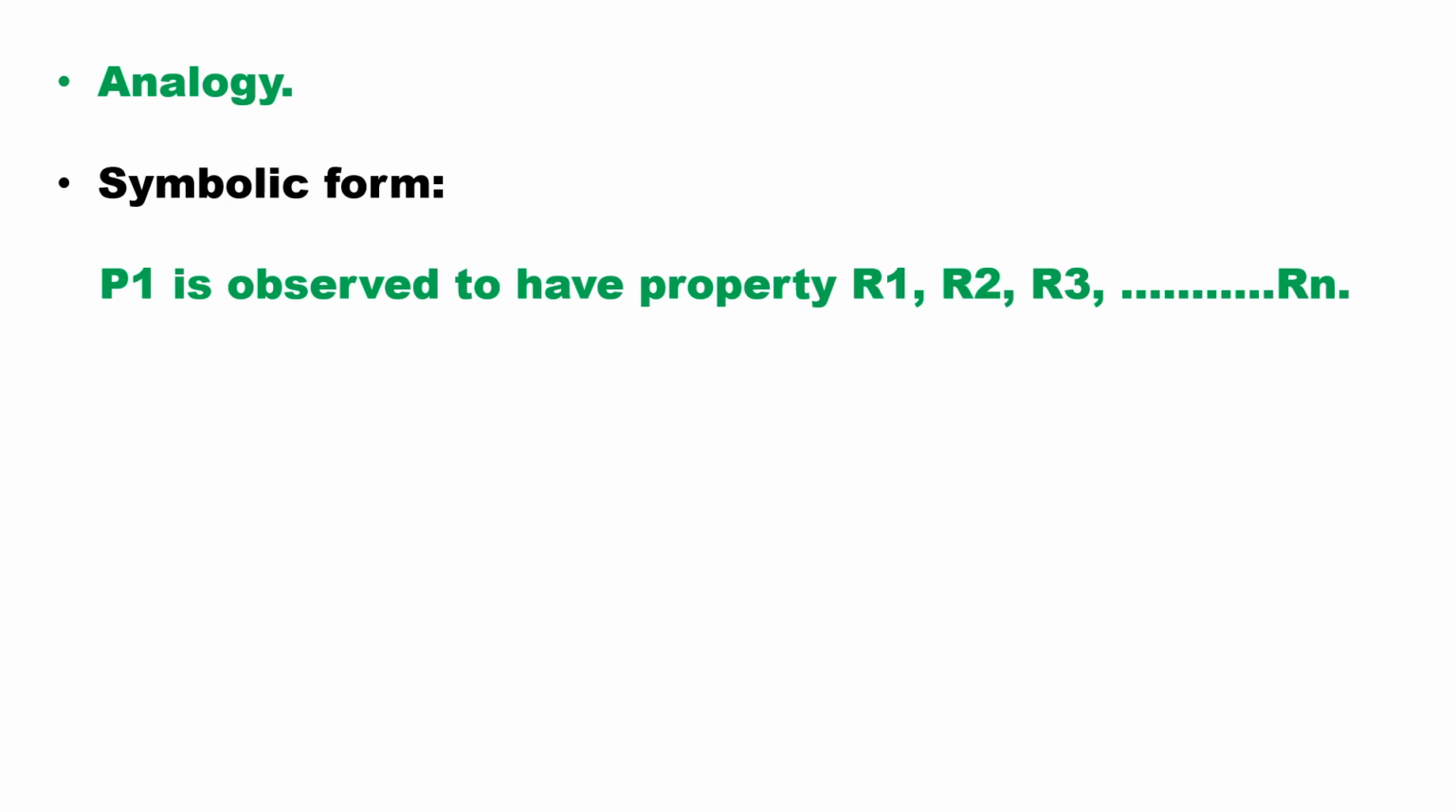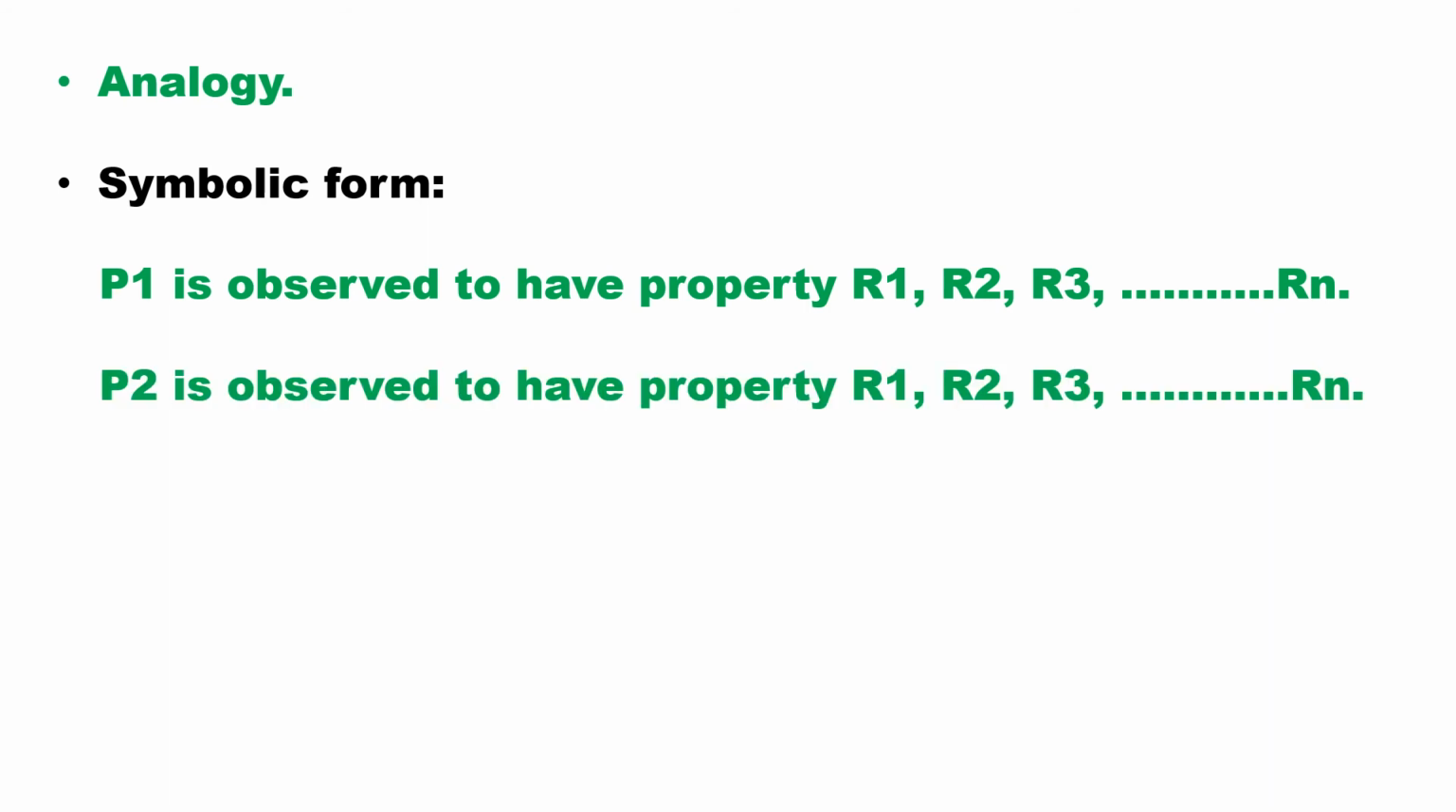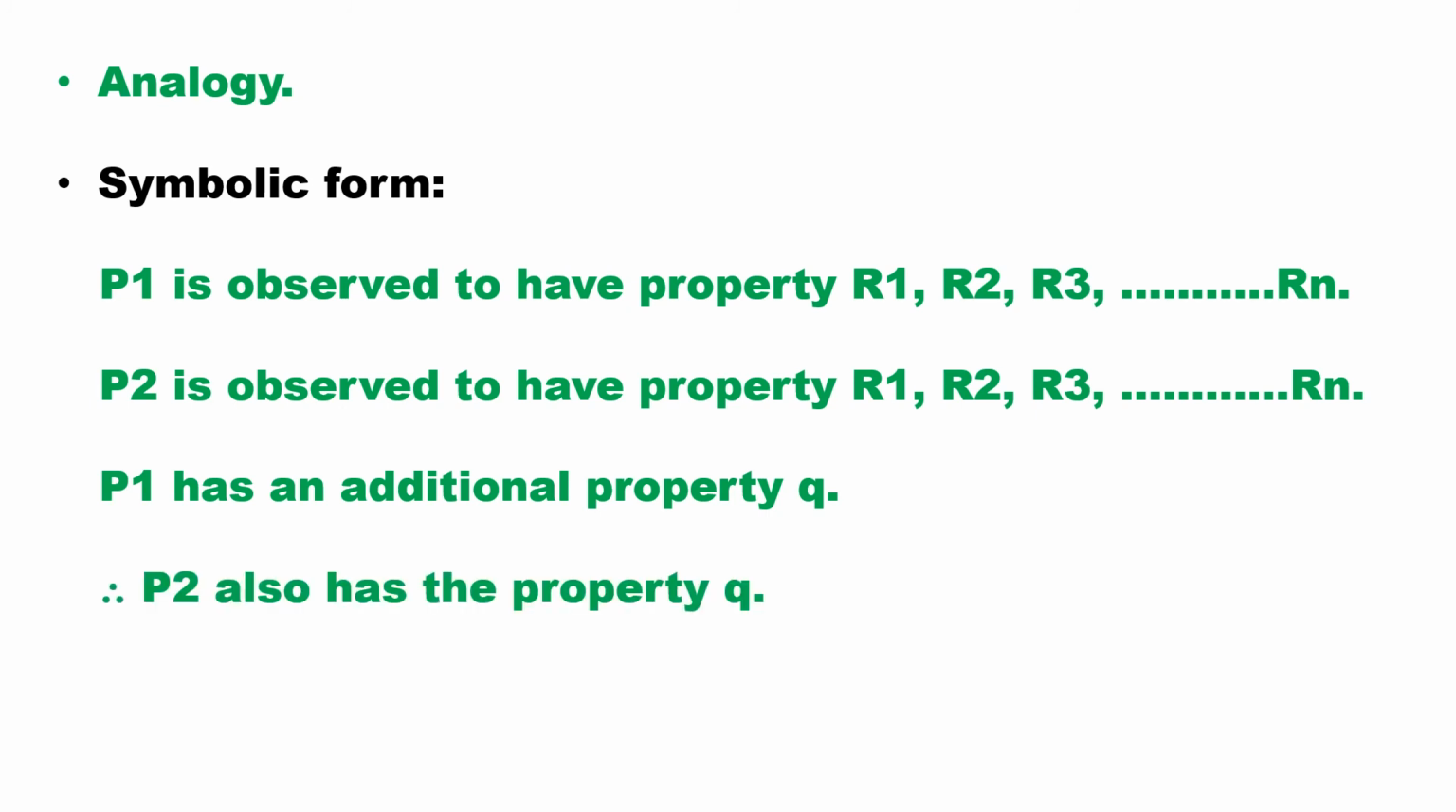Now we come to the symbolic form of analogy. P1 is observed to have properties R1, R2, till Rn, that is, n number of properties. P2 is also observed to have properties R1, R2, R3 till Rn. Now, P1 has an additional property Q. Therefore, we conclude that P2 also has the property Q.